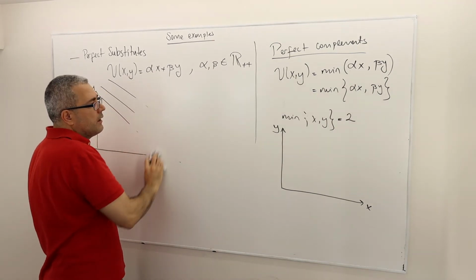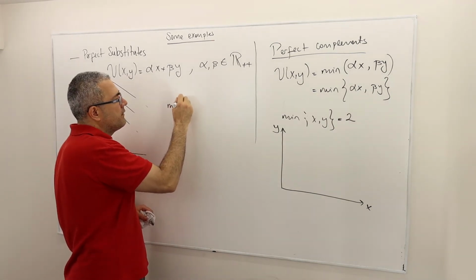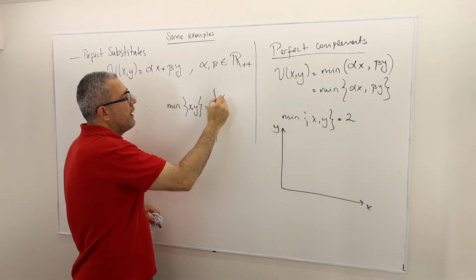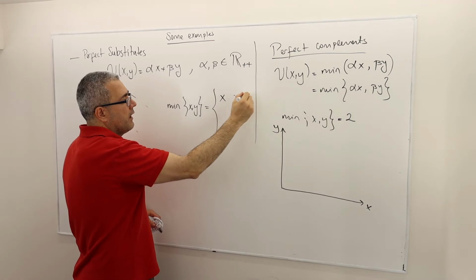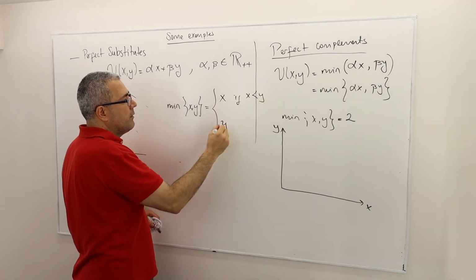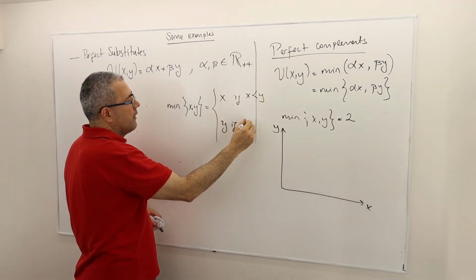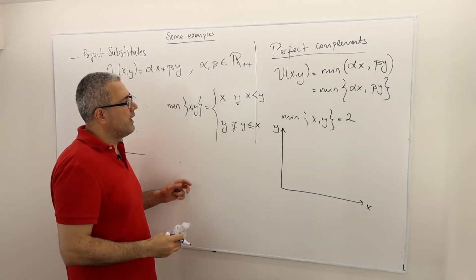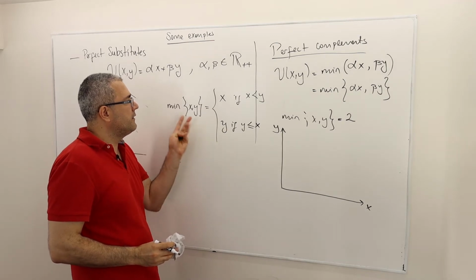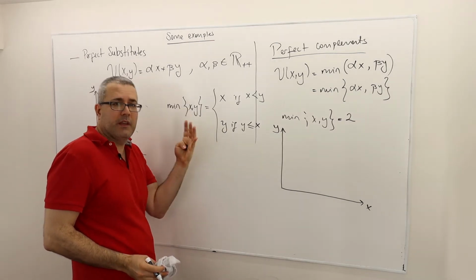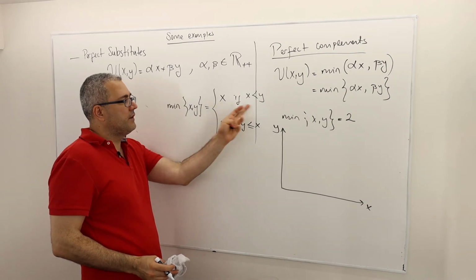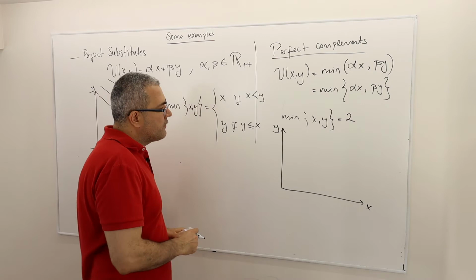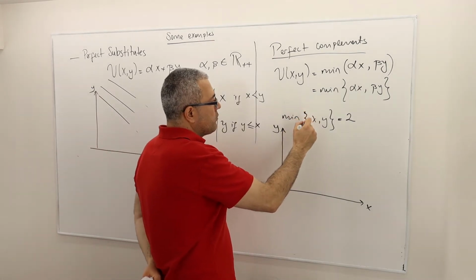Whichever is the min, that's going to be my outcome. So if you want to be more formal about it, it's minimum x, y. The value is going to be x if x is less than y, and it's going to be y if y is less than or equal to x. All right. So the minimum value is either x or y. It can't be something else. And it is x if this is true, and it is y otherwise. That's as simple as this. So the minimum of x, y is equal to 2.